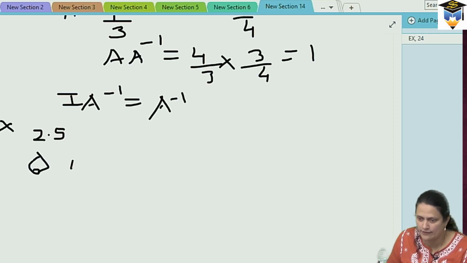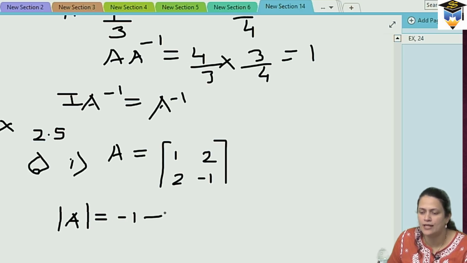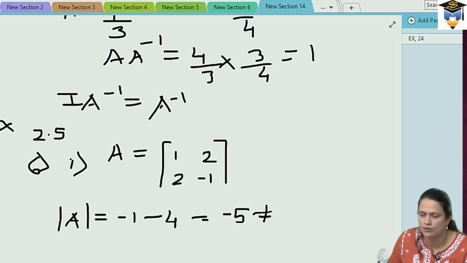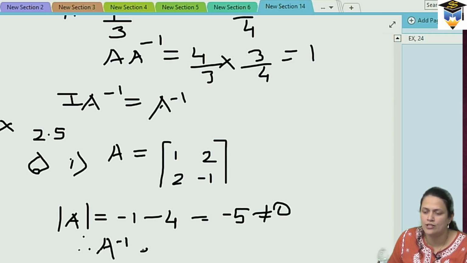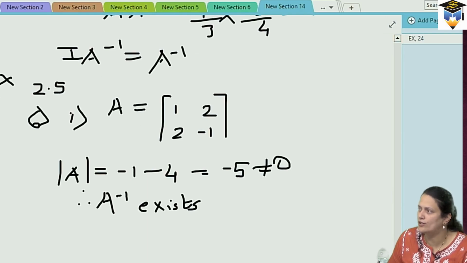The first one is given to us. A is given to us as 1, 2, 2, minus 1. So now can we say A inverse exists? How can we say A inverse exists? We will find out the value of A. The value of A determinant comes out to be minus 5, which is not equal to 0. So we will say that A inverse exists. Have you understood up till here? All of you?